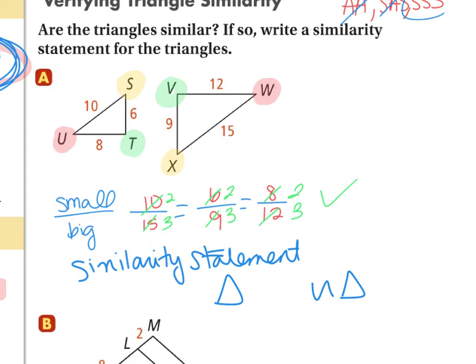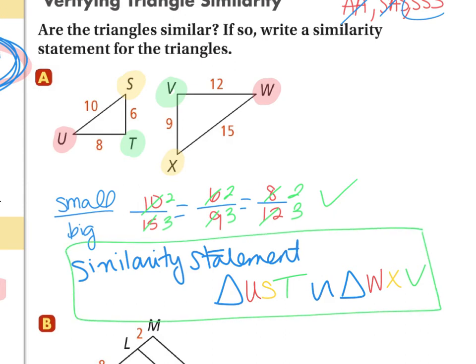So let's do our reds first. We'll do U is congruent to W. Then go ahead and use the yellows. So S is congruent to X. And then finally the green, T is congruent to V. So that is all. If they ask for a similarity statement, that's all you do.